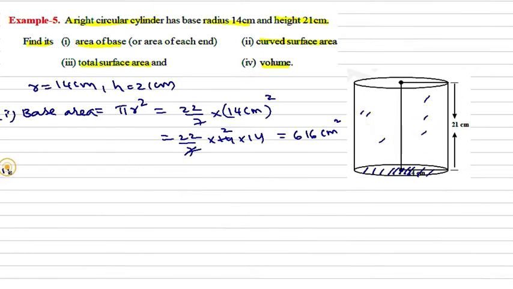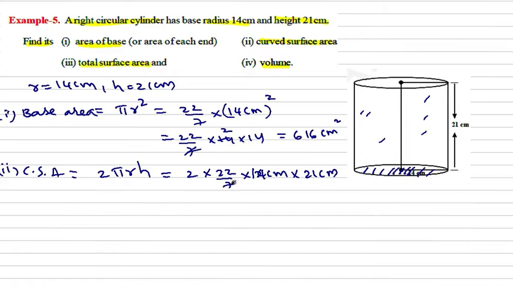So CSA is equal to 2 pi rh, we are substituting the values, 2 into 22 by 7 into radius 14 centimeter into height 21 centimeter, then 7 1s are 7, 2s are 14, so which is equal to 1848 centimeter square.